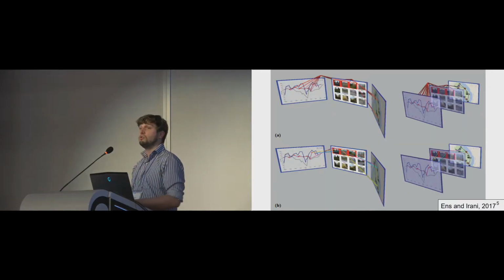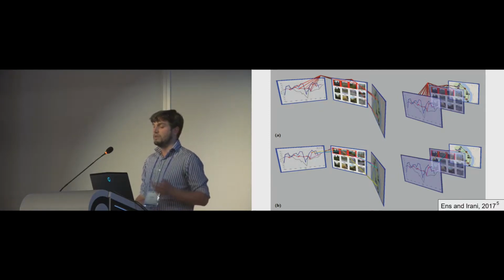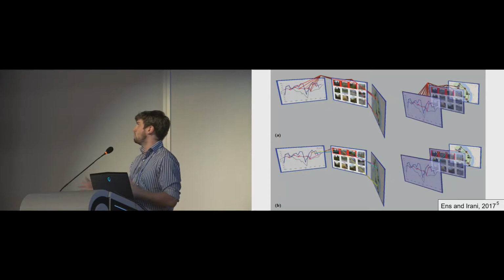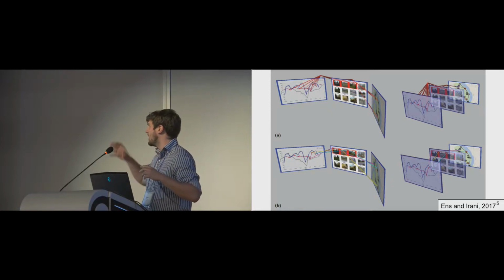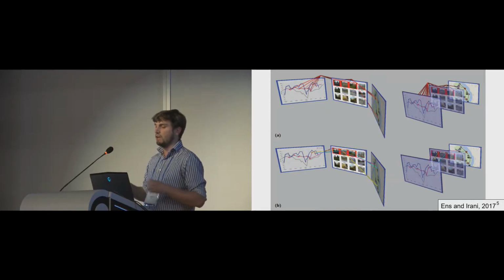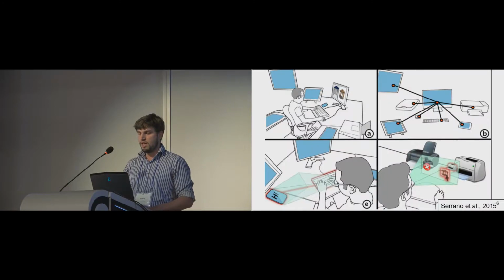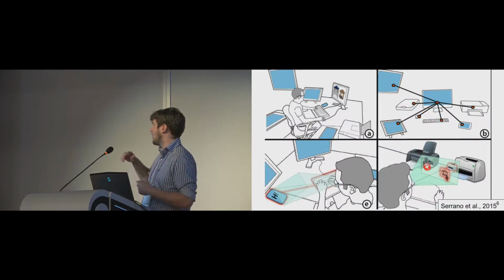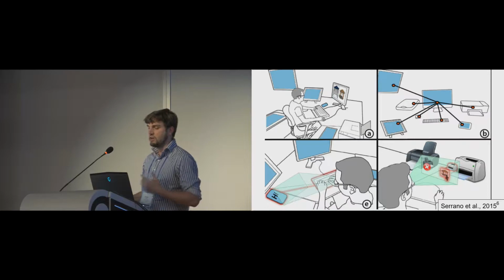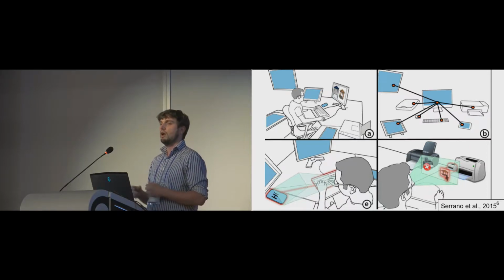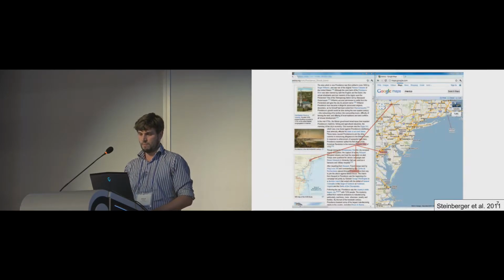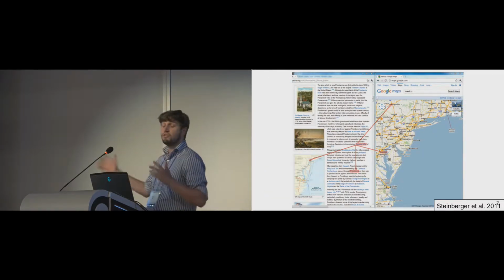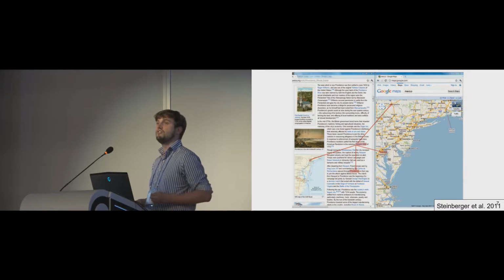Visual links have also been used in immersive visualization. For example, in this work by Hens and Irani, they've used visual links to connect elements in different windows in a spatial graphical user interface. And in this work by Serrano and colleagues, they've used visual links in an augmented reality interface to link physical devices that are connected between each other. So visual links are a very efficient way to make this relationship explicit.